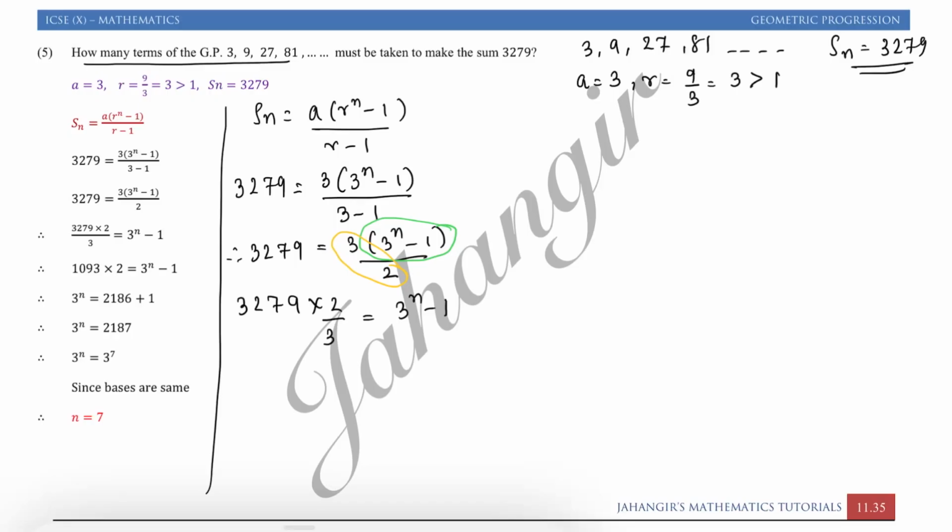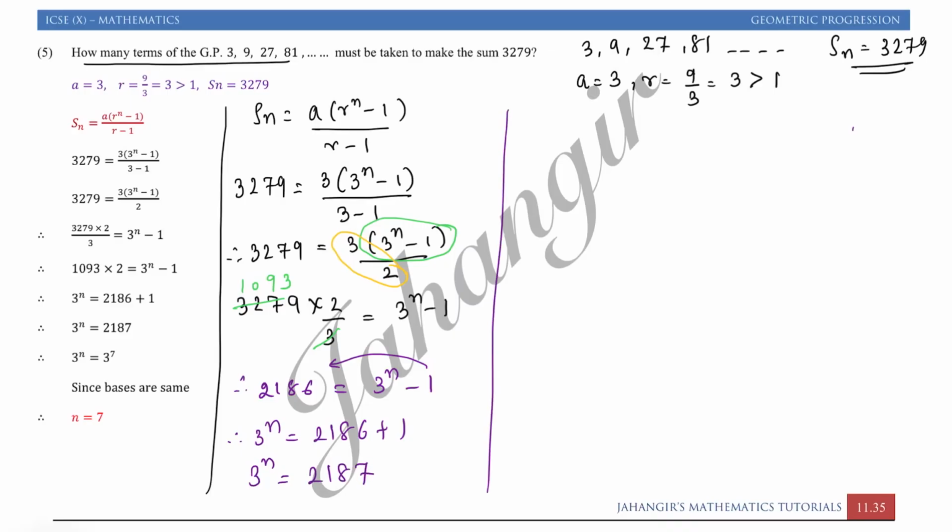So let us cancel. 3 9s are 27, 3 3s are 9. So what you will get? 1093 into 2. So therefore 2 2s are 4, 9 2s are 18 and 2 1s are 2. 2186 is equal to 3 raised to n minus 1. So minus 1, if you are shifting on this side, you will get 3 raised to n is equal to 2186 plus 1. 3 raised to n is equal to 2187.